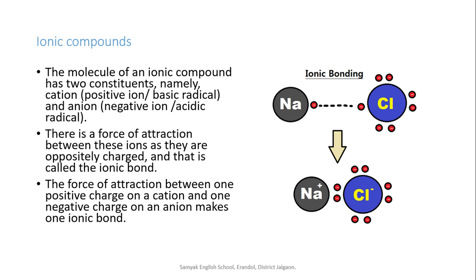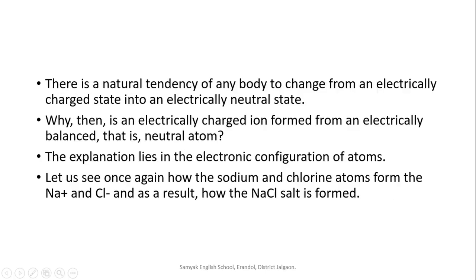Look at the diagram. The sodium and the chloride have an ionic bond between them. Sodium is a positive ion, that is a cation. Chloride has a negative charge, that is an acidic radical, an anion. The bond between these two is an ionic bond and it forms sodium chloride, that is salt.